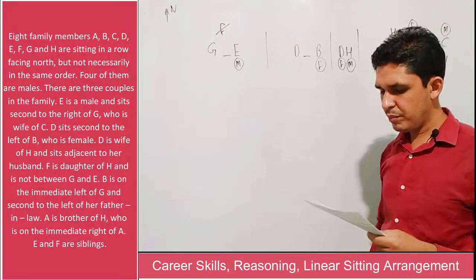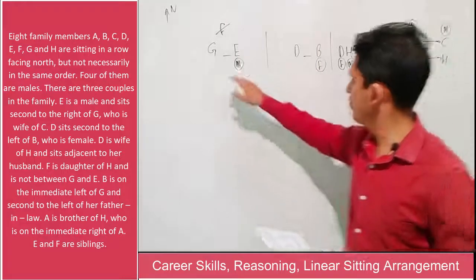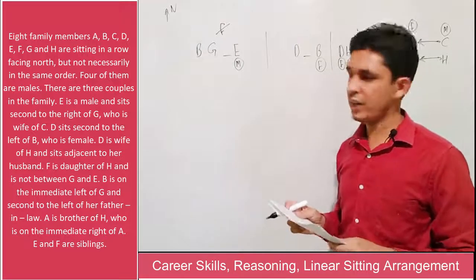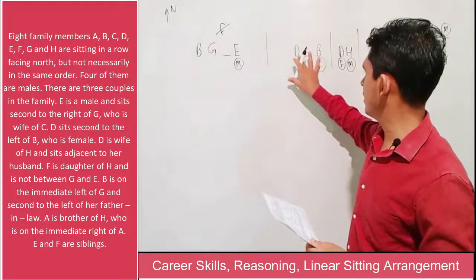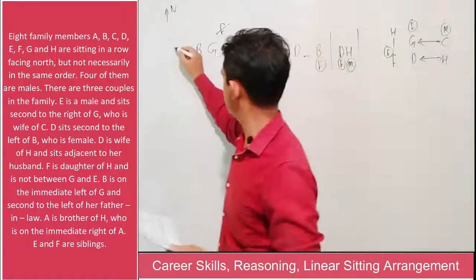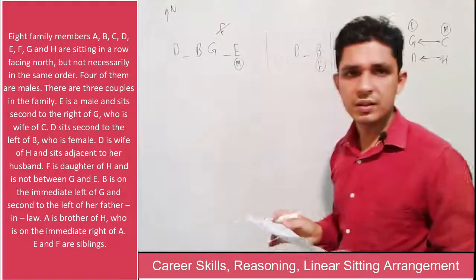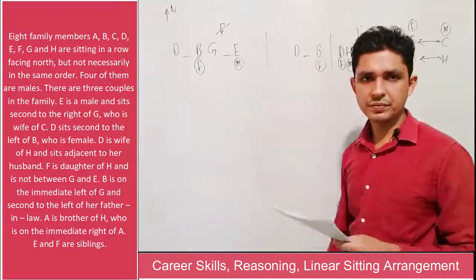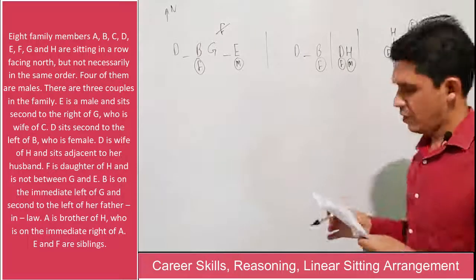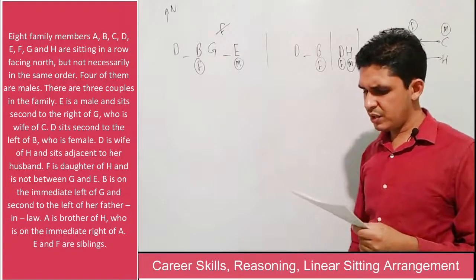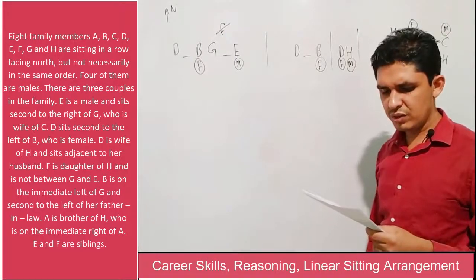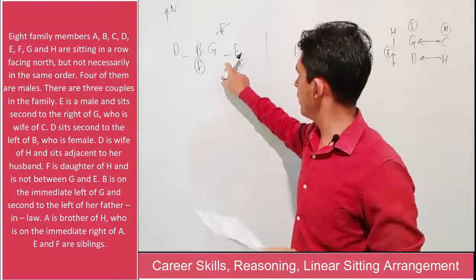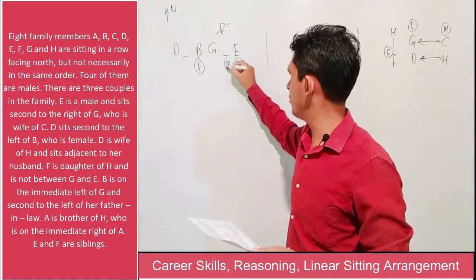Right? Okay, B is on the immediate left of G. So if B is here and G is here, B will be on the immediate left of G, right? So once we had this arrangement like D, 1 gap and B, we can place it at D, 1 gap and B, right? So here B was female, so we can write B as female, right? Okay, so further the statement is B is on the immediate left of G and second to the left of her father-in-law. That means B is second to the left of her father-in-law. Who is the father-in-law? That will definitely be a male.